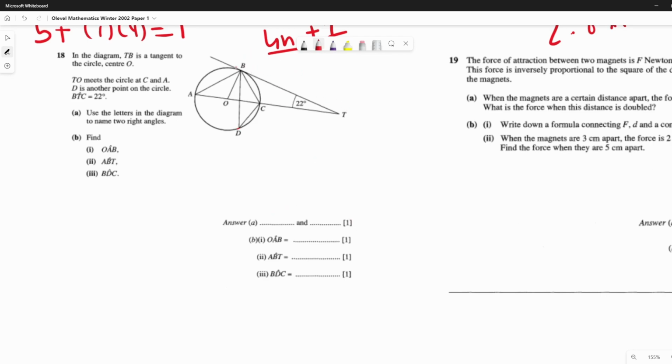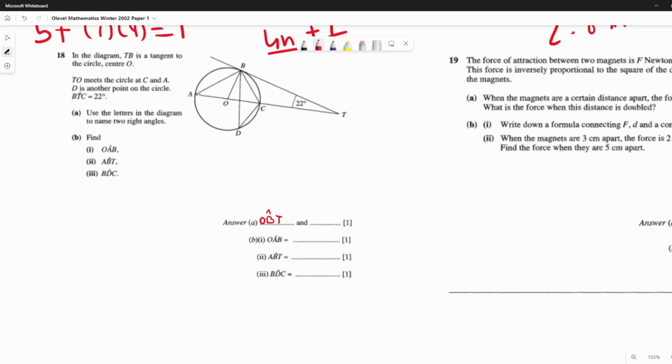So TB is a tangent to the circle on this line. Whenever there's a tangent to the circle, the radius and the tangent will always form a right angle. So that is going to be a right angle, which means OBT or TBO is going to be a right angle. So I'm just going to write OB, and let them know that that's where the right angle is. So OBT is going to be a right angle.